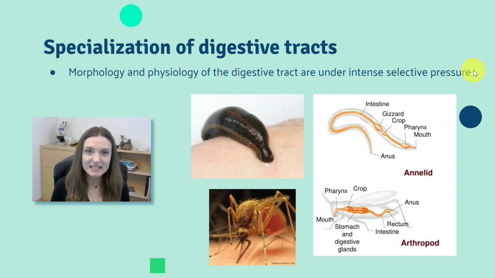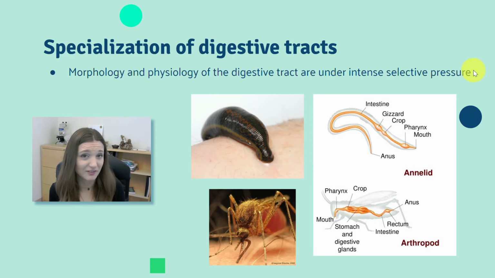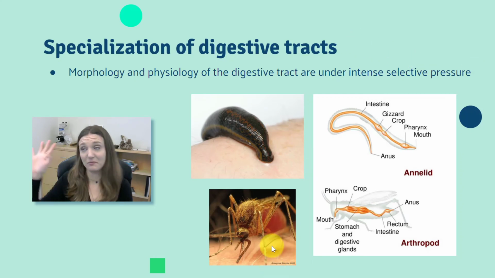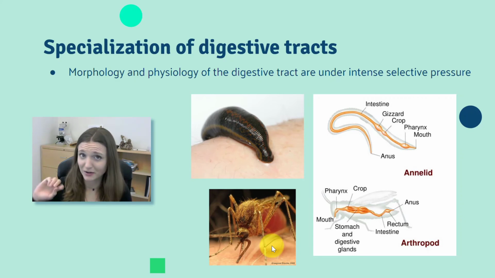And we start to see specializations of these digestive tracts. They're under really intense selective pressure, because if you can extract energy from a unique food source, you're going to minimize the competition with other organisms, right? So for instance, we see a wide variety of digestive systems in both the segmented worms, the annelids, as well as insects. And mammals and other vertebrates have their own huge wide diversity of digestive systems, right?